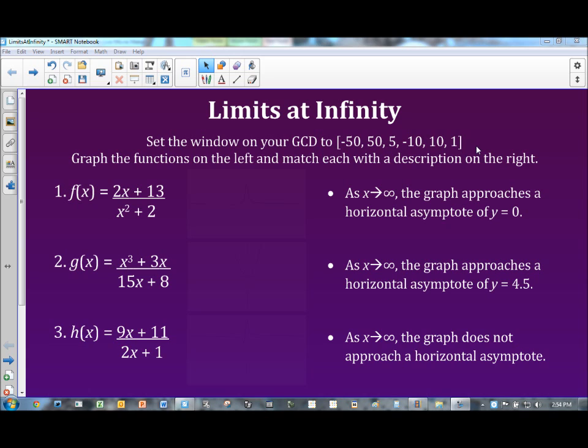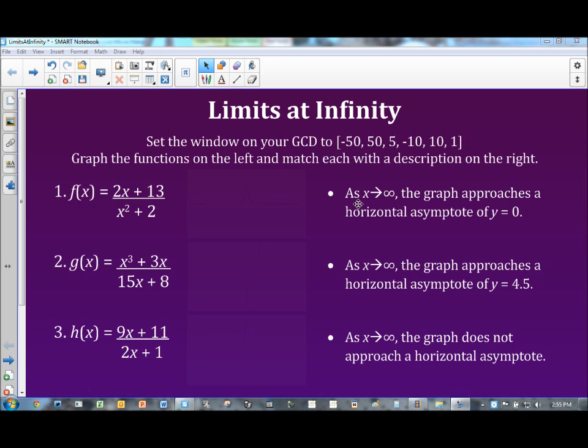Once you've done that, I've got 3 functions listed here. I'd like you to graph each one of them separately and match each one up with a description of what happens as x approaches infinity over here. Now when I say x approaches infinity, we're looking at what happens to the graph as you go very, very far to the right. So as x gets really, really big, the graph is going off to the right. So what happens when you go off to the right?